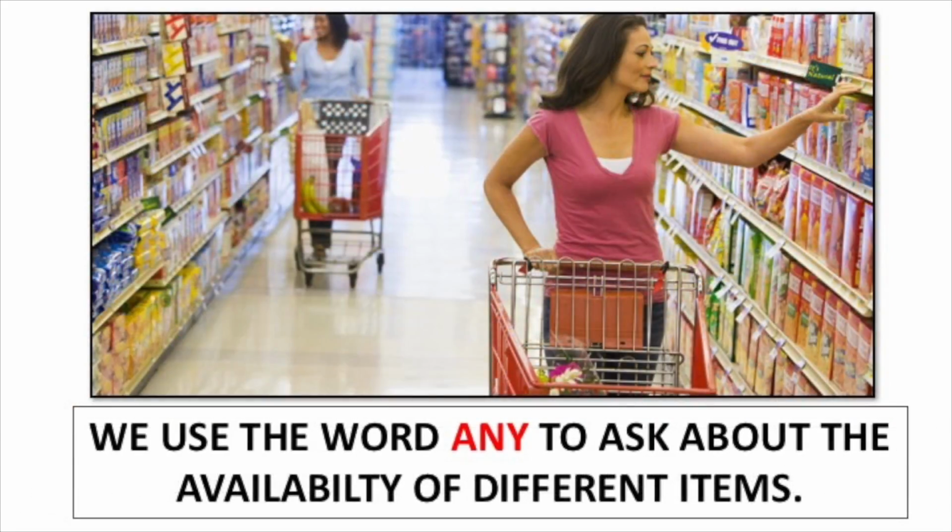We use the word any to ask about the availability of different items. For example, if you go to the supermarket or 7-Eleven and you're looking to buy something, but you can't find it, so you ask, do you have any bread, apples, hamburger? We can use any with anything to ask about the availability.